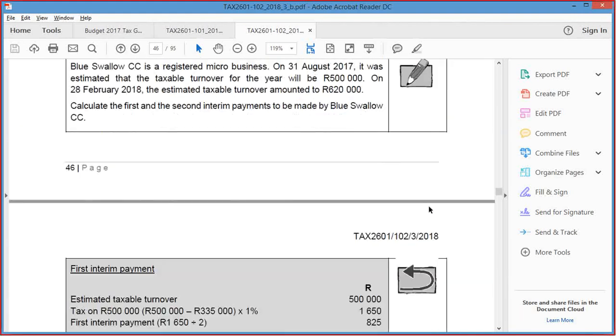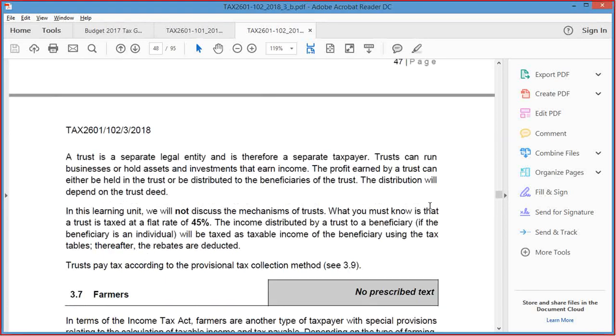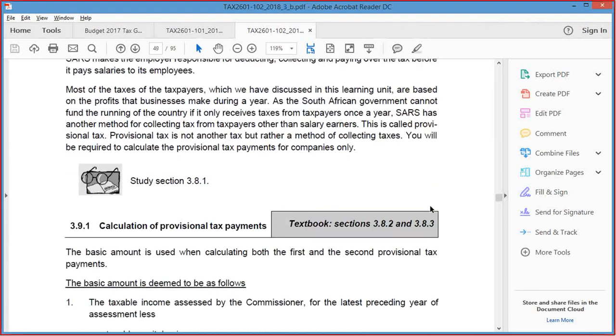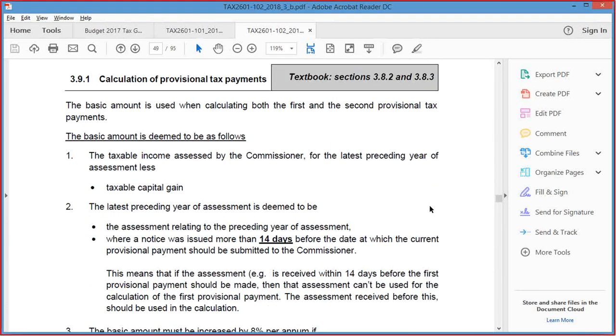Okay, so now let me just show you this. Where is it? There it is. Okay, calculation of provisional tax payments. They talk about the basic amount. The basic amount is applicable when looking at first and second tax payments. Again, this is very detailed. I always refer to this every time I do a question like this in order to get the right answers.